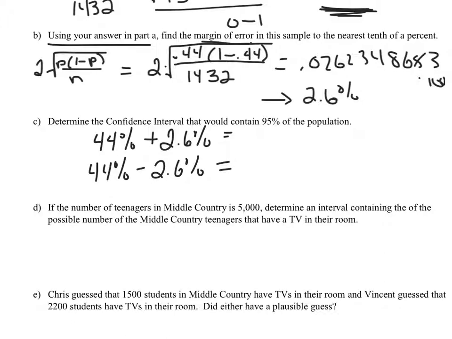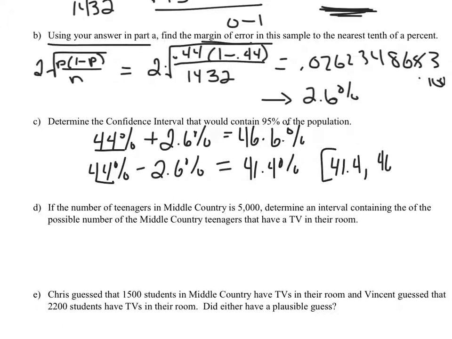This is the same as the other one on the front of this paper. Instead of adding to and subtracting from the mean proportion, we are adding and subtracting from the sample proportion. So this one is 41.4%, and the other one is 46.6%. So our interval would be 41.4 to 46.6.